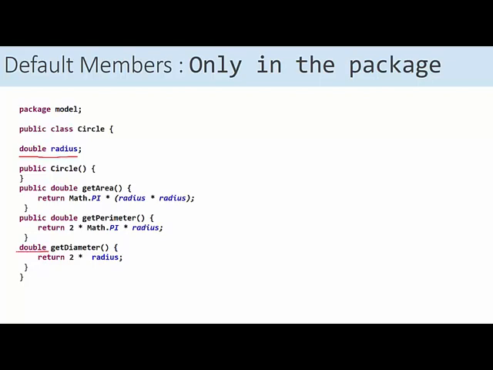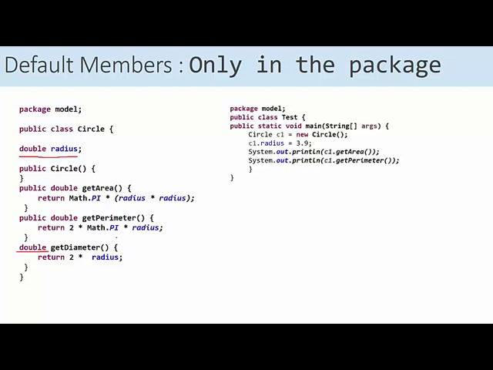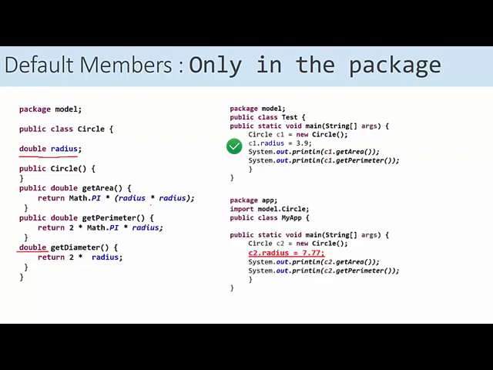So, if you try to access radius and getDiameter from the same package, no problem at all, since they have package visibility. However, if you try from a different package, you're going to get an error for both the radius and the getDiameter method. The error would be the moment you try to set a value that has no public visibility, or you try to use a method that has no public visibility. Let's look at the code.